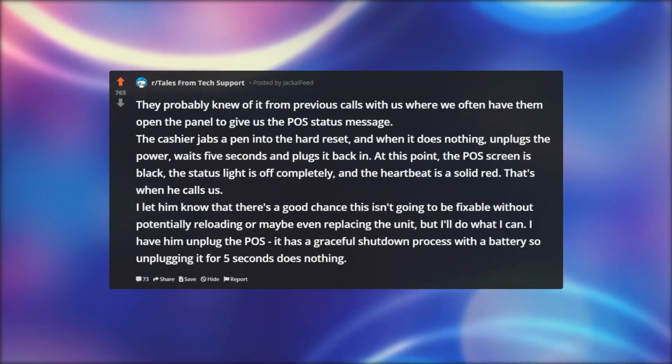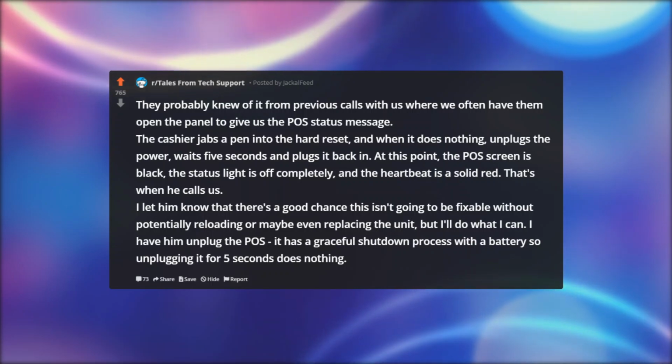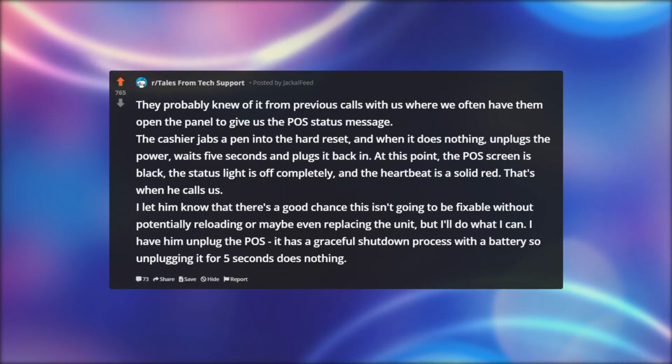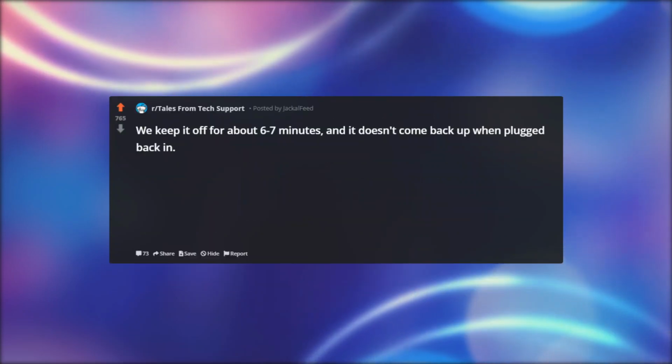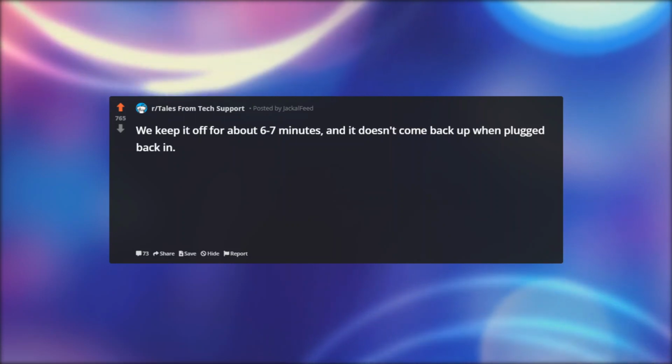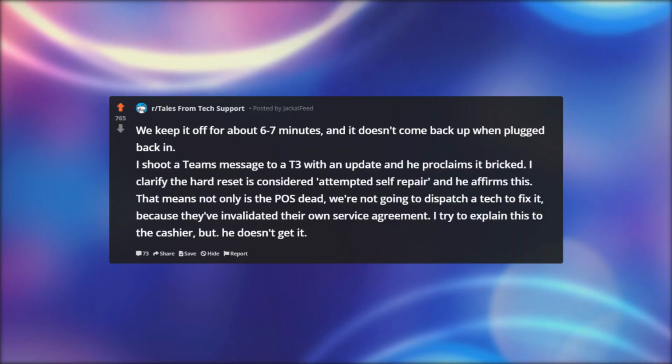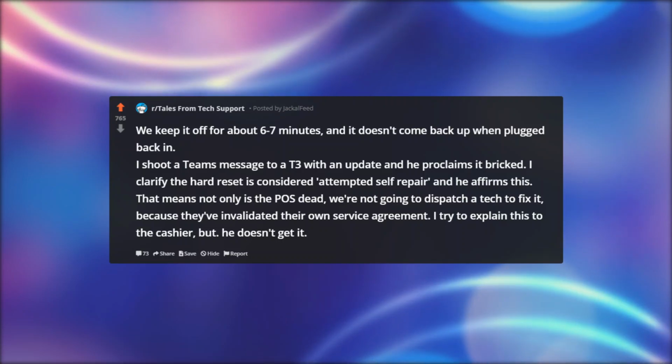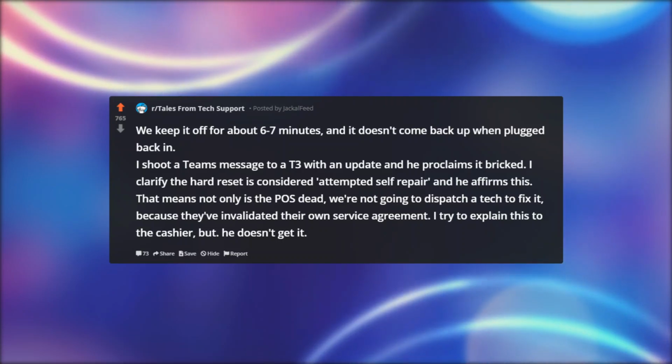I have him unplug the POS. It has a graceful shutdown process with a battery, so unplugging it for 5 seconds does nothing. We keep it off for about 6 to 7 minutes, and it doesn't come back up when plugged back in. I shoot a Teams message to AT3 with an update, and he proclaims it bricked. I clarify the hard reset is considered attempted self-repair, and he affirms this.